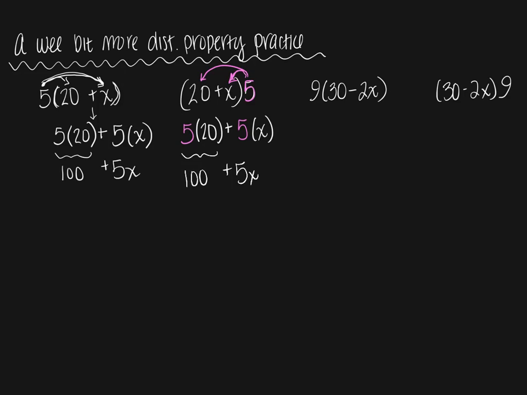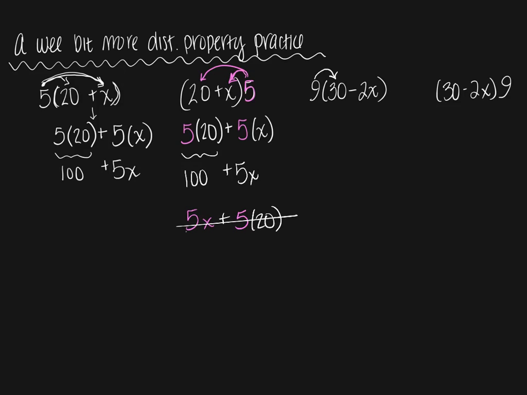Also, if you had it reversed, let's say you had 5x plus 5 times 20. That's totally fine. The order doesn't matter. All right, let's come over here and let's make sure I do the same thing here.